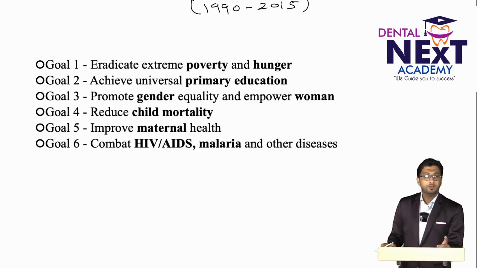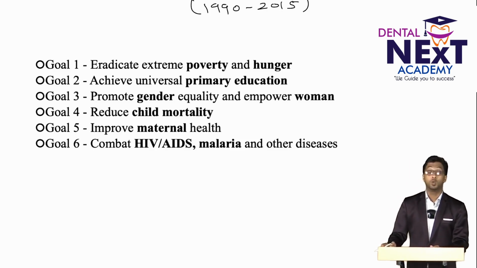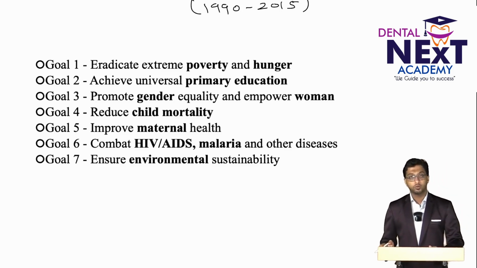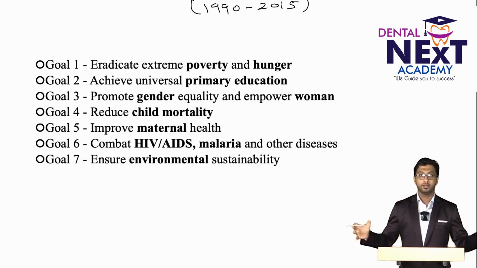Then they went into the society. They said, now all these personal problems we have solved. Now let us see diseases like HIV, AIDS, malaria and other diseases, a big problem. So let's combat that. That's goal 6. And finally, ensure environmental sustainability. You have done everything in the family, you have done everything controlling disease.